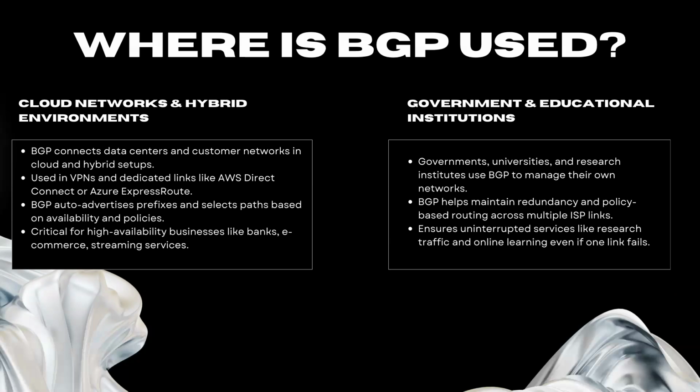Last, for where BGP is used, is in government and education institutions. Governments, universities, and research institutes use BGP to manage their own networks. BGP helps maintain redundancy and policy-based routing across multiple ISP links. It ensures uninterrupted service, like research traffic and online learning, even if one link fails.